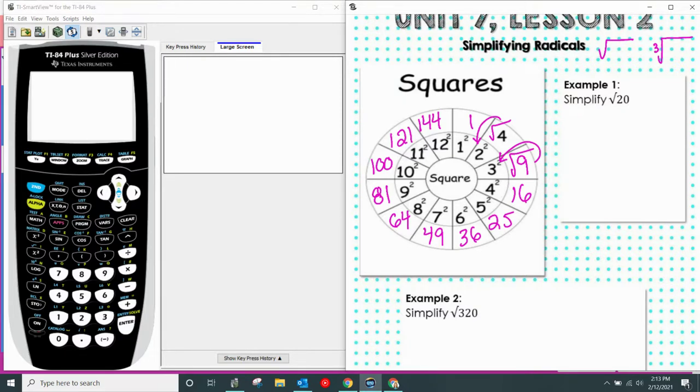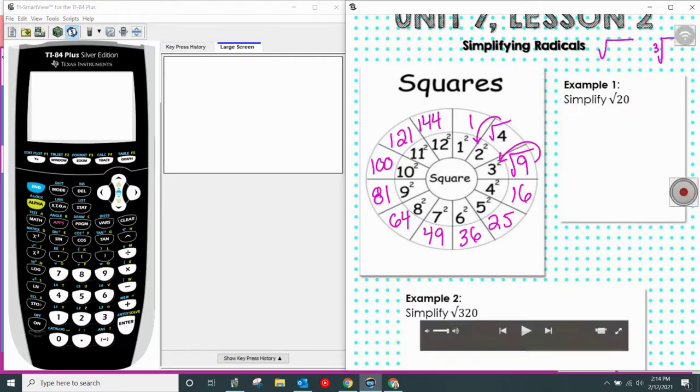So for example, simplify square root of 20, example 1. Now, pull up your calculator on your Chromebook. You're going to want to use your calculator. It's going to be really handy for this. So why are they telling us to simplify this? Why are they not just asking me what the square root of 20 equals?